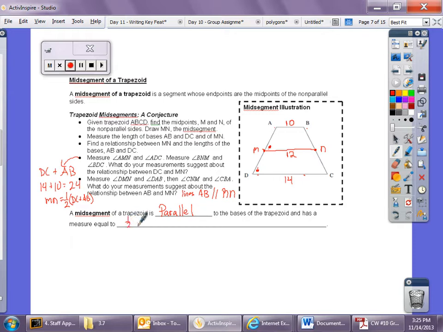of base 1 plus base 2. So we add the two bases up and we get base 1 plus base 2. So our mid-segment equals base 1 plus base 2 divided by 2.